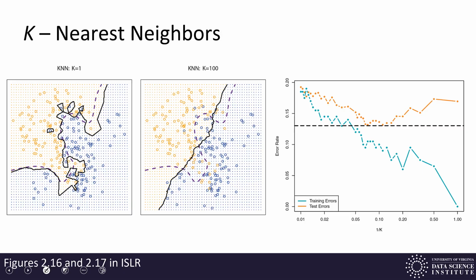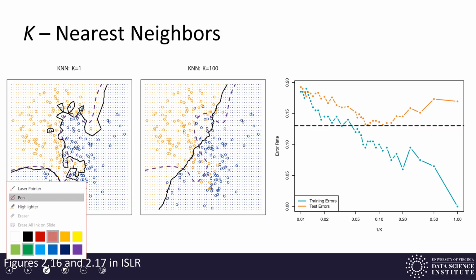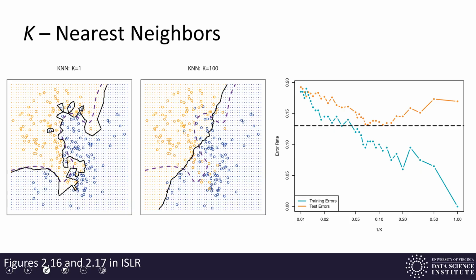On the plot on the right-hand side of this figure, we have 1 over K on the horizontal axis and the error rate on the vertical axis. And what we see plotted here are the training errors in the teal. Right, so those are the training errors. So that's when you train your model and then apply the algorithm back to the data that you trained it on. We don't care very much about that. What we really care about are the test errors, which are shown in orange.